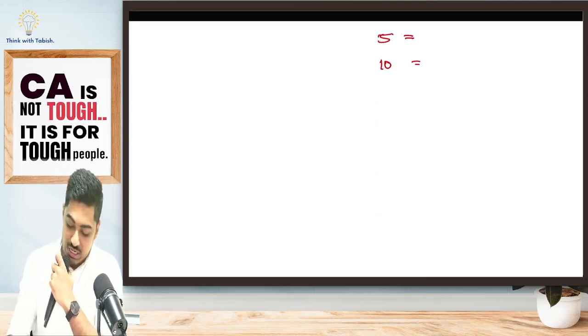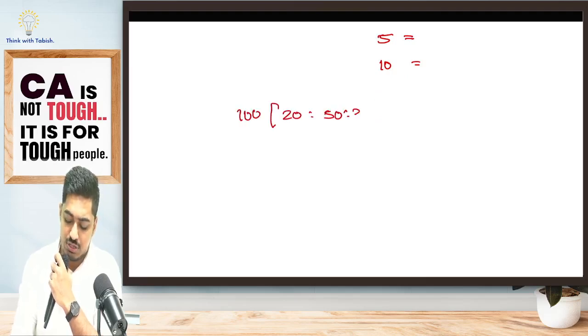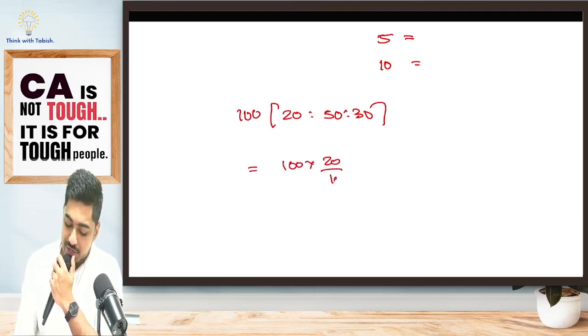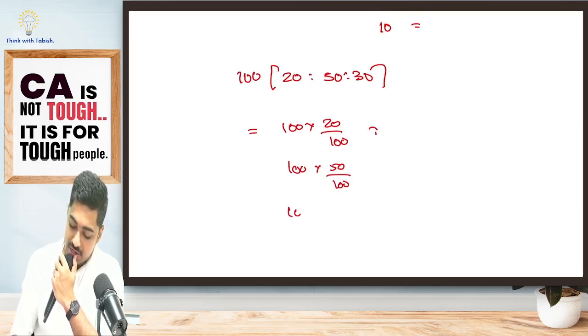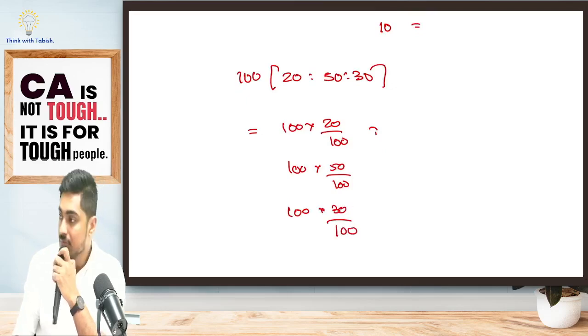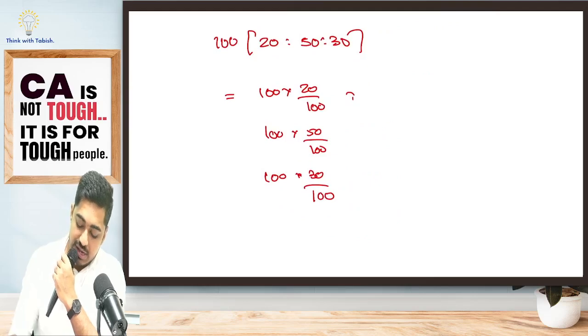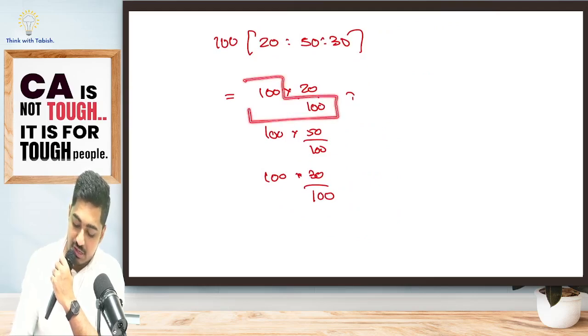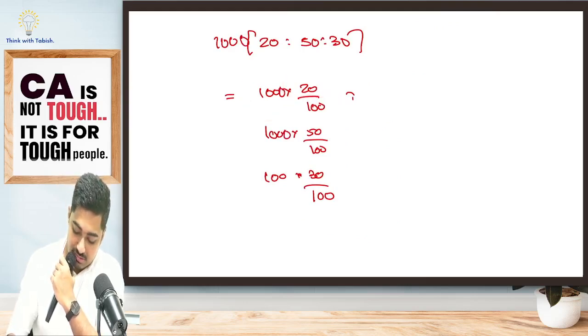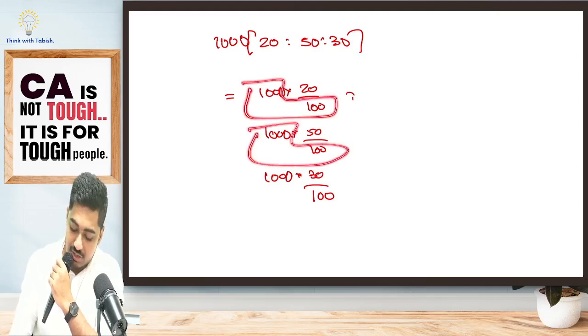Is this clear, everyone? Now, assume randomly, 100 should be distributed in the ratio of 20 is to 50 is to 30. Random simple number I have given. It is 100 into 20 upon 100, 100 into 50 upon 100, 100 into 30 upon 100. Yes or no, everyone? If you observe properly here, 100 is getting multiplied everywhere and 100 is getting divided everywhere. Let me make it as 1000. 1000 is getting multiplied everywhere, 100 is getting divided everywhere. Yes or no, everyone? Perfect.